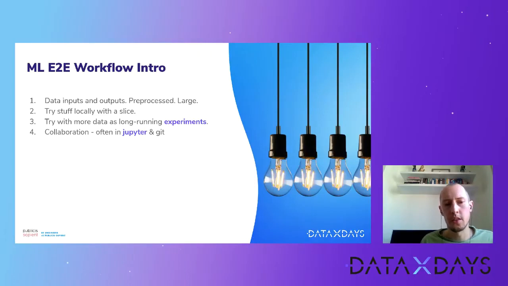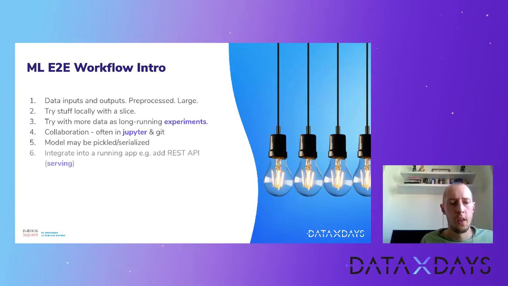There'll be collaboration with other data scientists, often using Jupyter notebooks and probably storing those in Git. Any models produced may well be serialized and pickled with Python models. And the models can then be integrated into a running app, perhaps by adding a REST API, by serving the model using a serving solution. And any app that's consuming the model, so we assume that if we're serving it properly, it's going to be part of some wider application that needs to make use of these predictions. That app, we'd have to integration test to make sure that the two parts work together, that it can consume the machine learning predictions correctly.